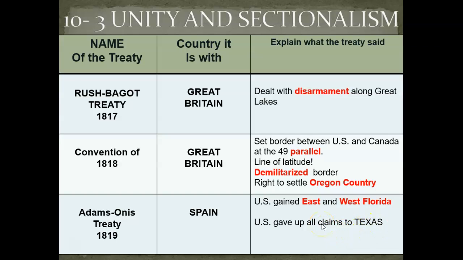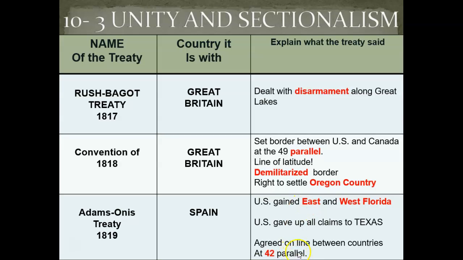So if you're thinking, wait a second, I didn't think Texas was ours. It was not. But there were people hoping to claim portions of what today would be Texas, East Texas, as part of the old Louisiana Purchase. But basically we agreed in writing that we would give up those claims if we got Florida.